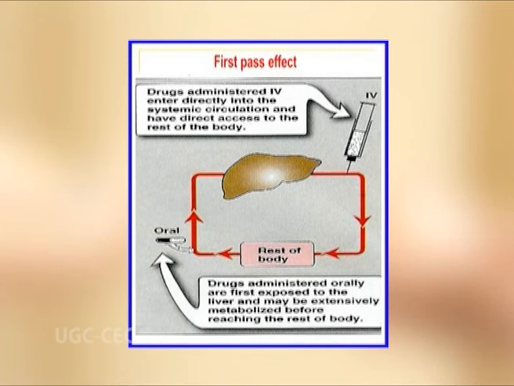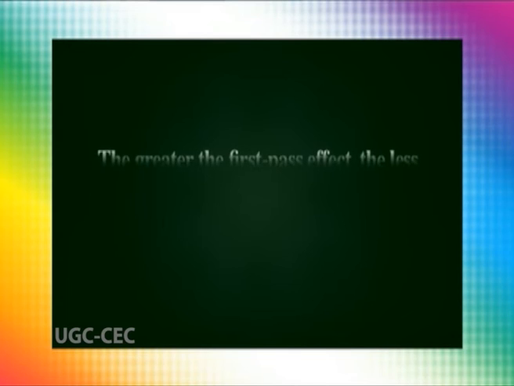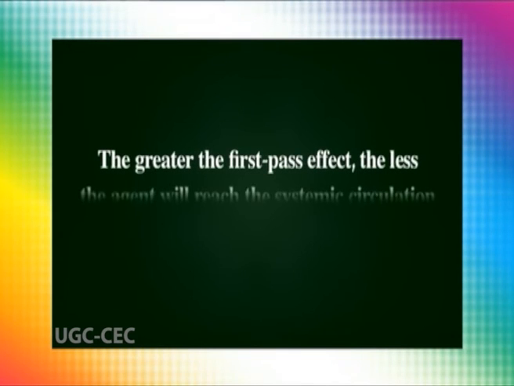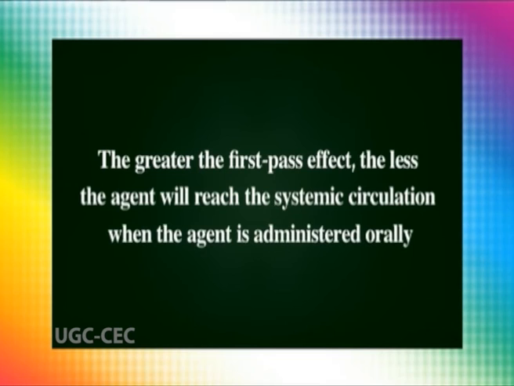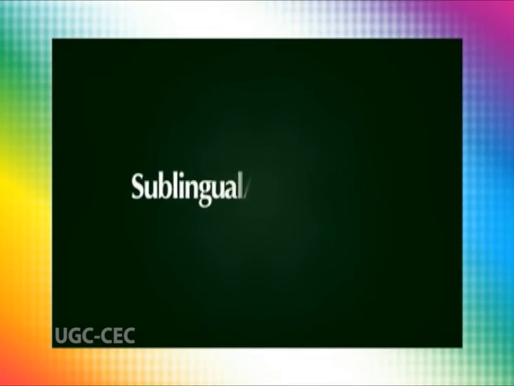The most important concept associated with oral route of drug administration is the first pass effect. The first pass effect is the term used for the hepatic metabolism of a pharmacological agent when it is absorbed from the gut and delivered to the liver via the portal circulation. The greater the first pass effect, the less the agent will reach the systemic circulation when the agent is administered orally.